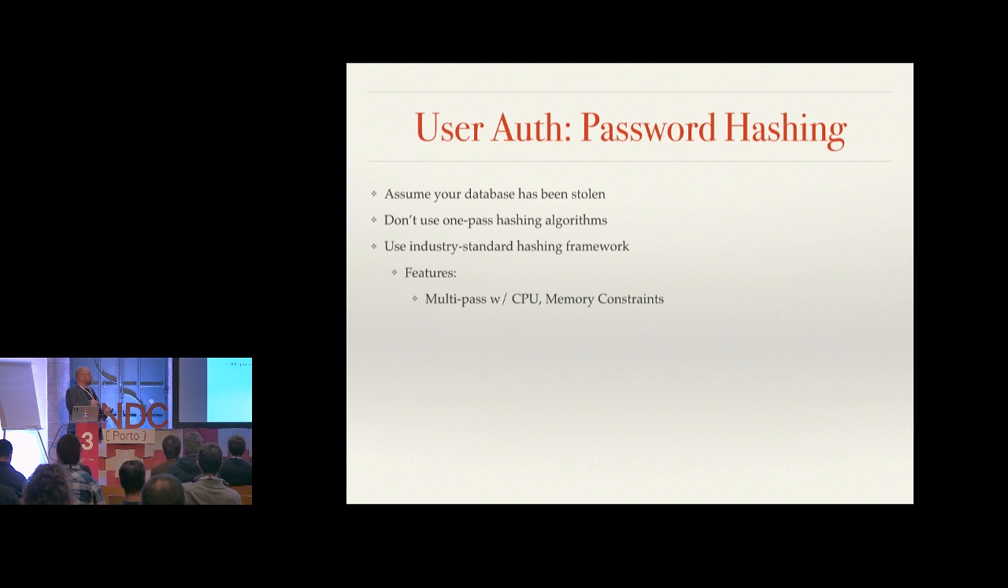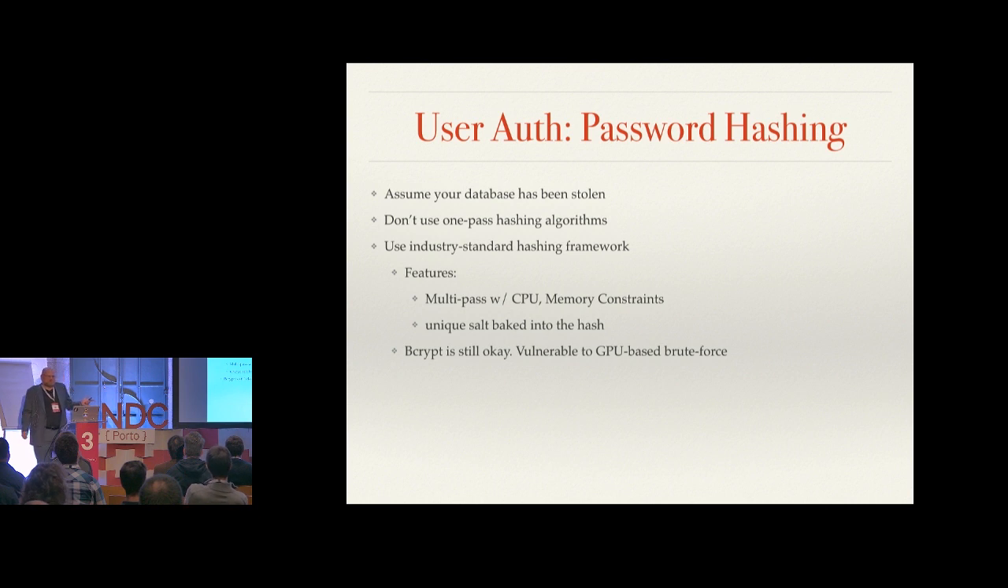A hashing framework has features. These features are multi-pass, right? So it'll do hundreds of thousands of passes, which will tax the CPU, and it will also tax the memory, ideally. So if a hacker gets your database, it's going to take them like 1 million years worth of computing power to try to brute force guess what the actual passwords are for your users. They should have a unique salt baked into the hash. And so I've been using bcrypt.